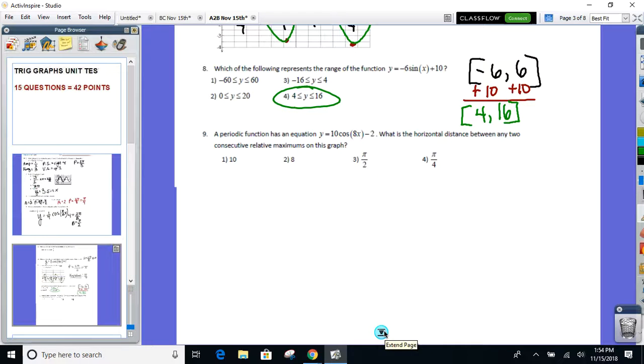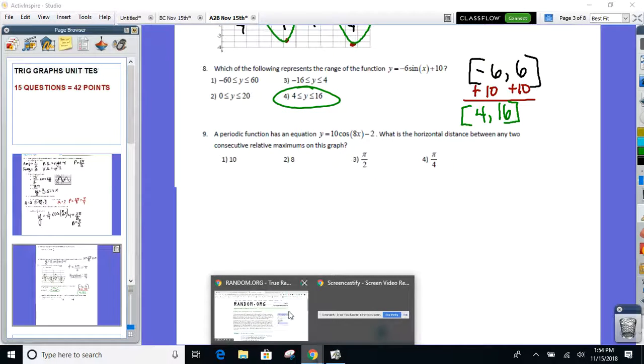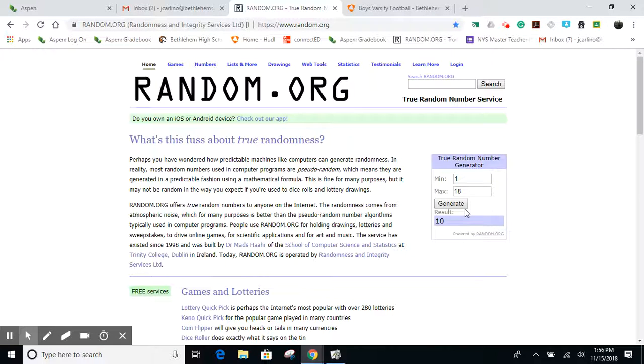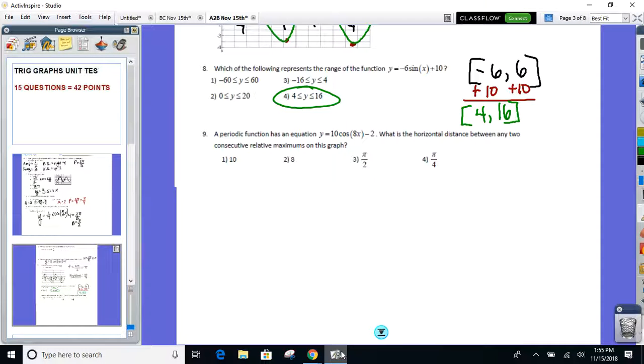Here we go with 9. We are just cruising along here. Wow. 10. Don't even pick. I don't want to go. Confidence.